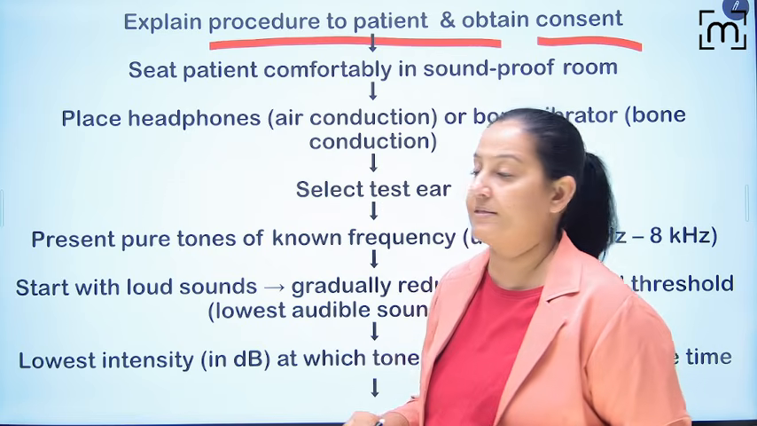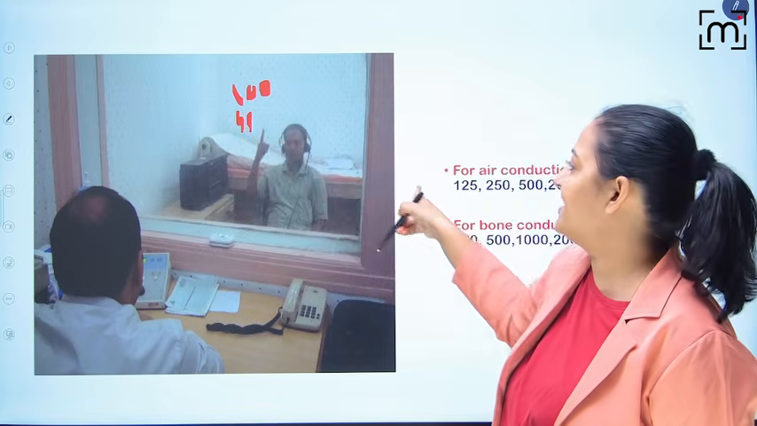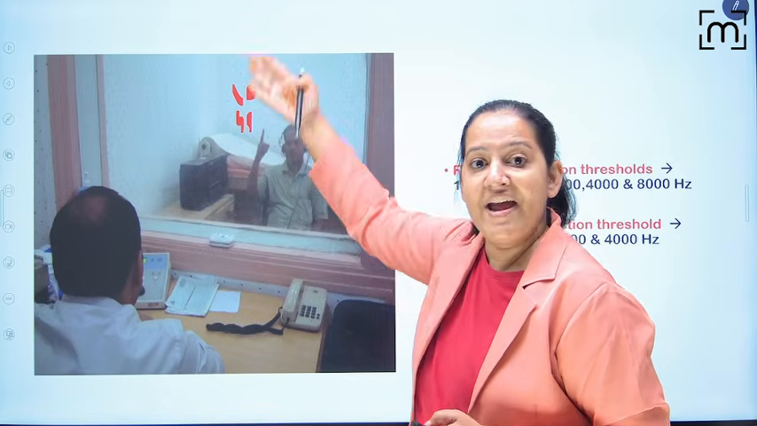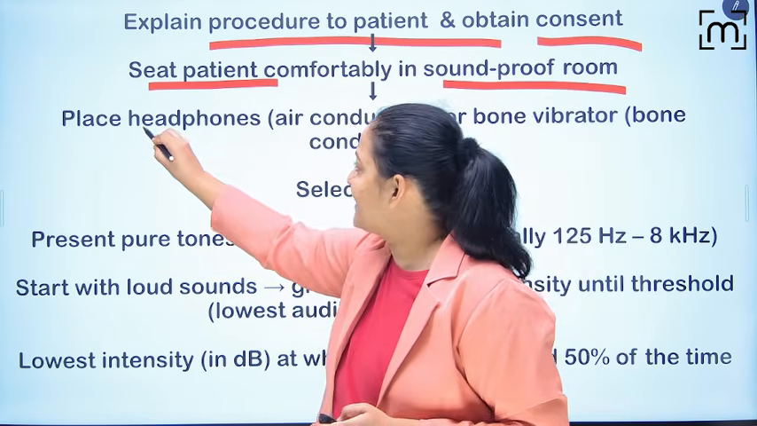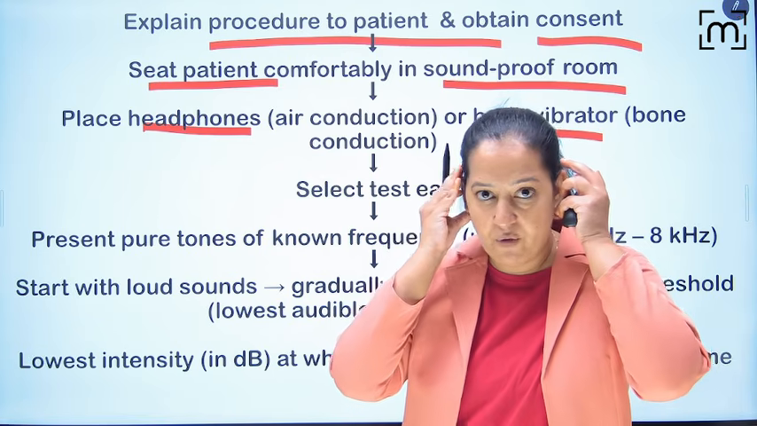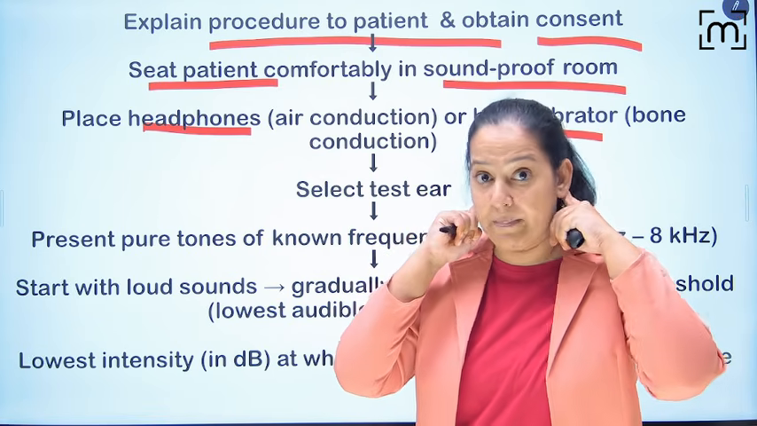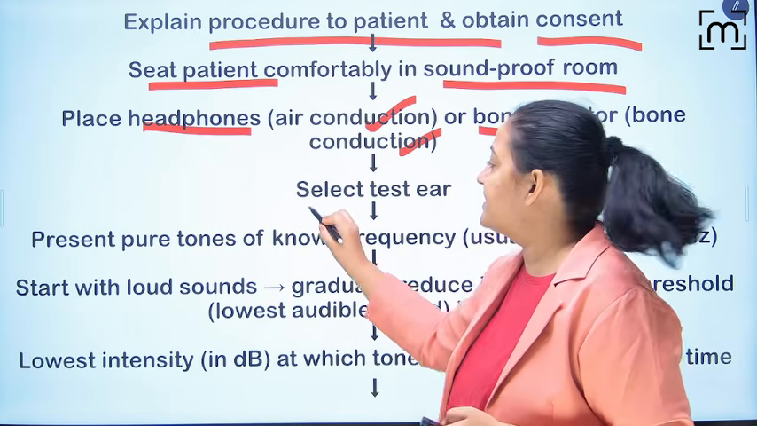You have to take the consent. Seat the patient comfortably in a soundproof room. You can see the patient is in a soundproof room and there is a glass partition between the patient and the examiner. Place headphones and a bone vibrator, both. Headphones for AC, bone vibrator for BC. Select the test ear.